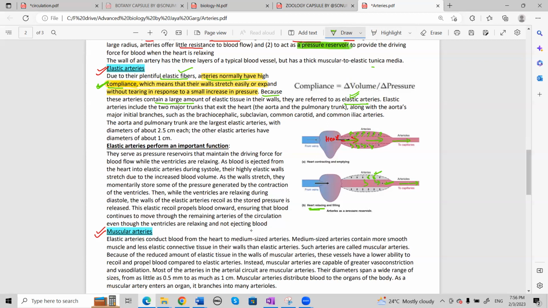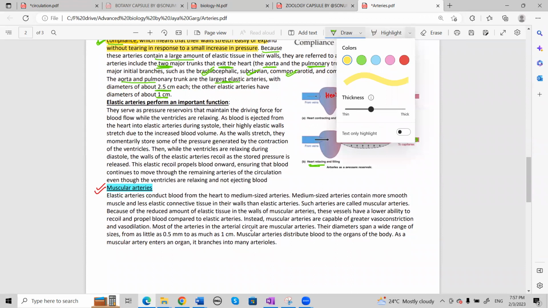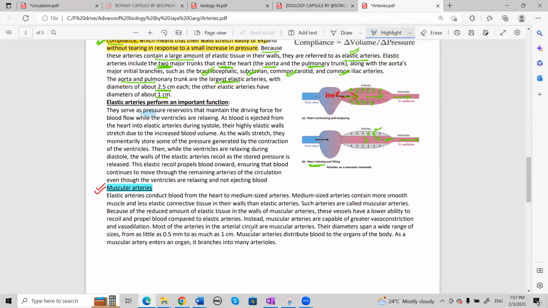Because of this reason, we say generally elastic arteries will be near the heart only. They are the two major trunks which exit the heart, that is your pulmonary trunk and aorta. And if you see, aorta and pulmonary trunk are the largest elastic arteries with a diameter of 2.5 centimeters. Other elastic arteries are there, for example brachiocephalic, subclavian, common carotid, common iliac arteries, but their diameter is only 1 centimeter. What function will elastic arteries perform? I told you they are working as a pressure reservoir.